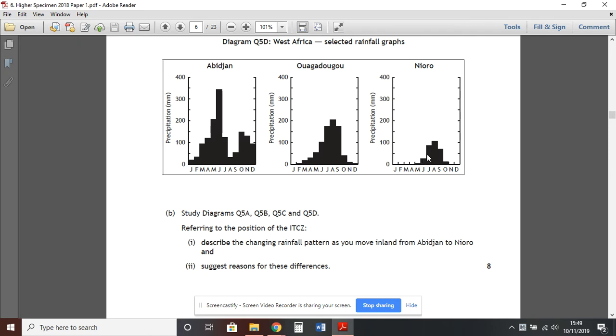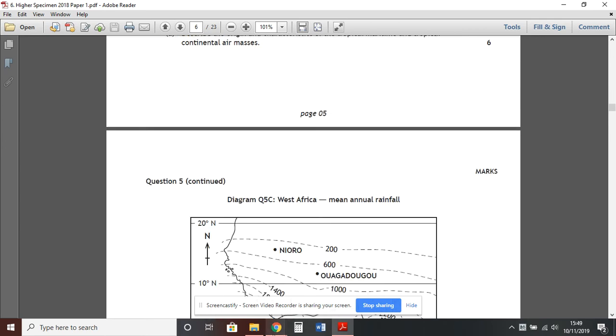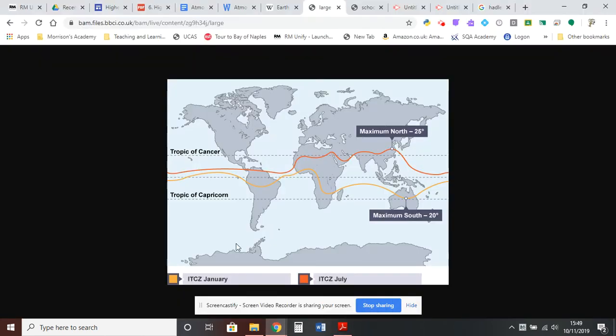Now, there are some other final little points you can bring in. Why is Nioro so dry? And it's not just to do with the fact that there's only 1 point of the year when it lies under the zone of maximum heating. Most of the year, Nioro, if I go back to this little graphic here, is well beyond the zone of maximum heating, because Nioro lies up here. And that means it's lying under the tropical continental air mass for most of the year.